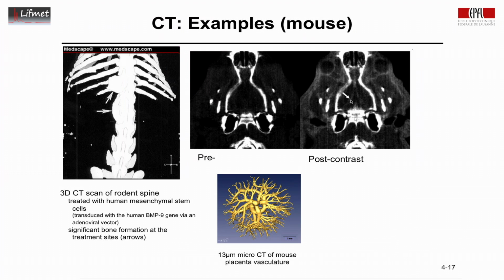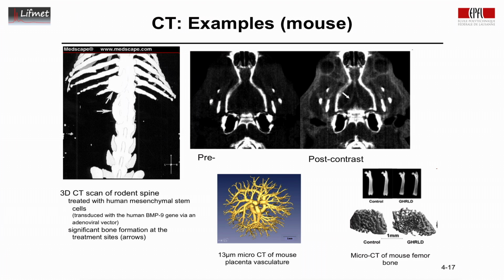Same approach, we can take the contrast agents and, for example, image the vasculature of a placenta of a mouse. Now imagine how small a mouse is. Imagine how small a placenta is. We've got many mouse embryos in a mouse mother, and this is the vasculature of the placenta of a mouse with 13 micron spatial resolution.